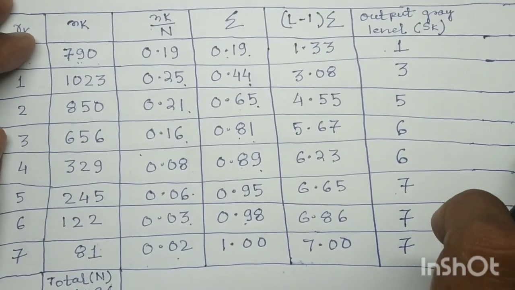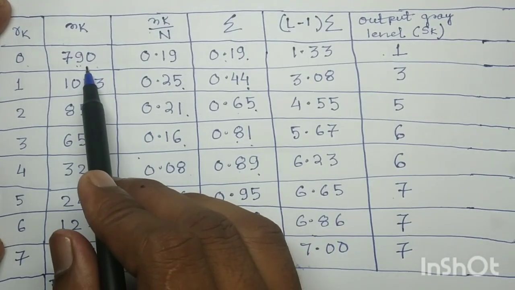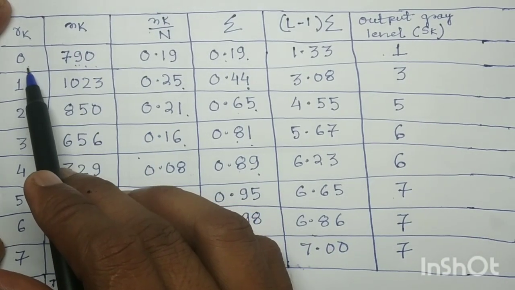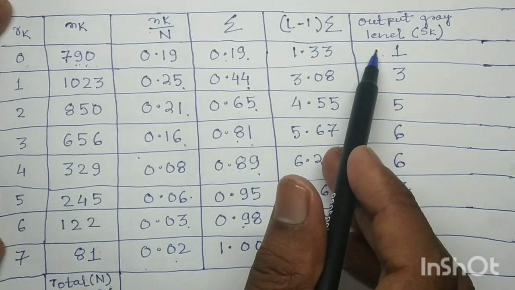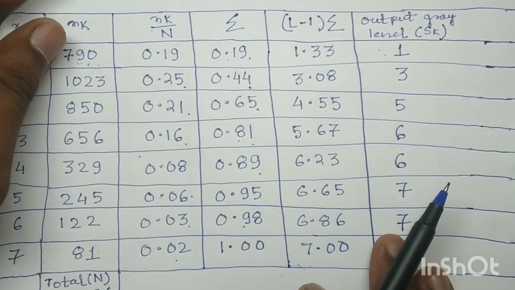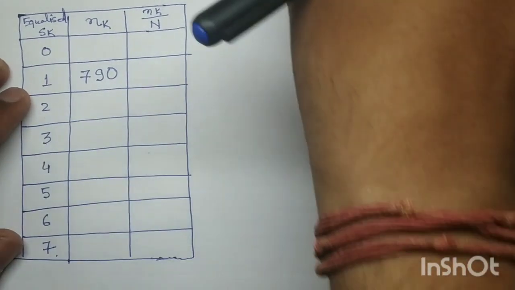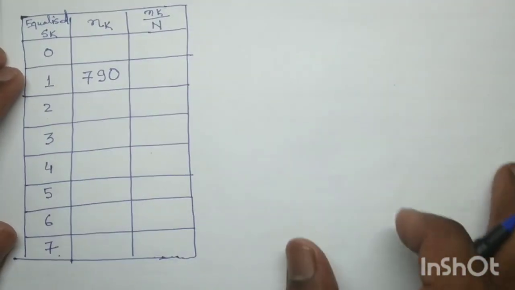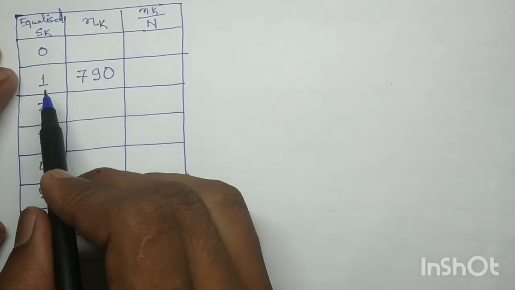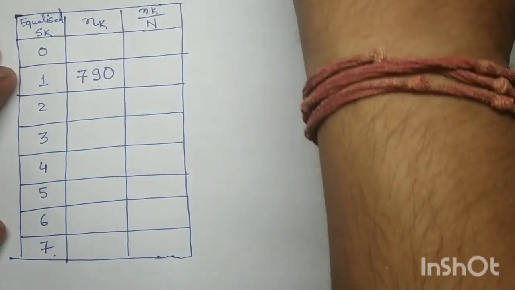So look at the histogram table. In the histogram table, this 790 number of pixels was earlier assigned to the gray level 0, and after histogram equalization this 790 number of pixels is assigned to the new gray level 1. So I will write here 790. So in my output table, the number of pixels assigned to the new gray level 1 is 790.